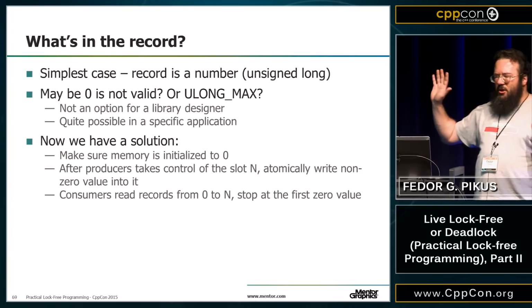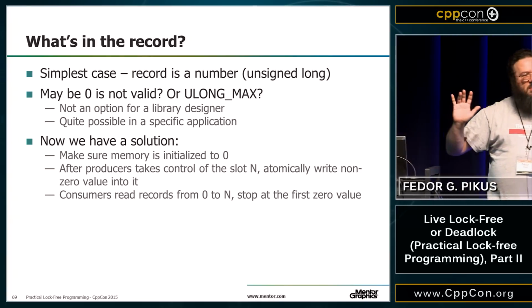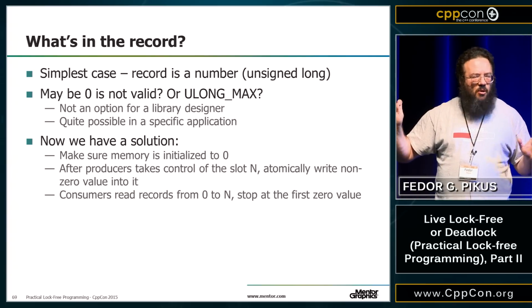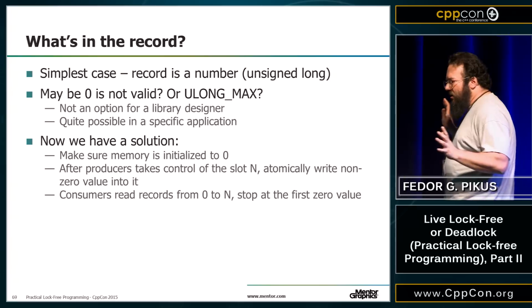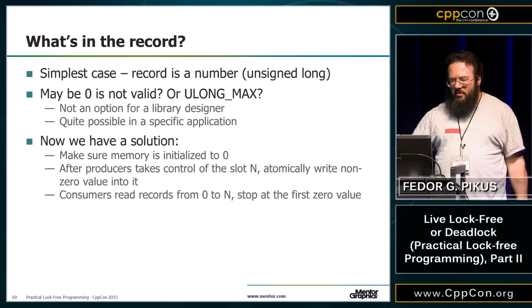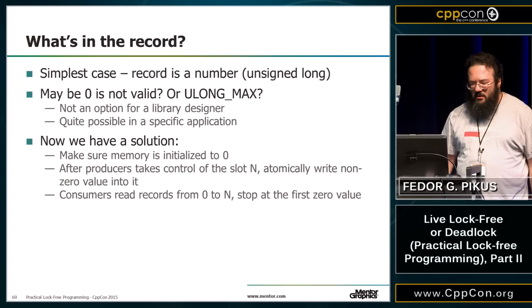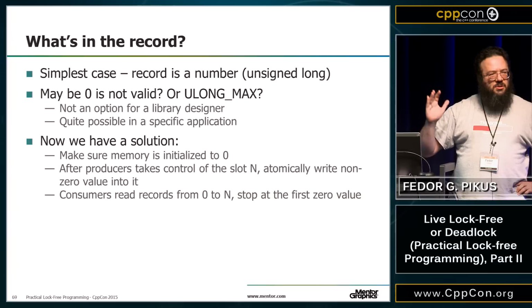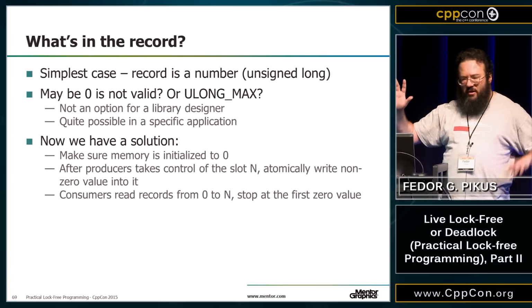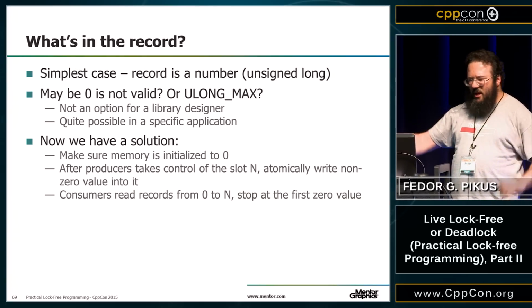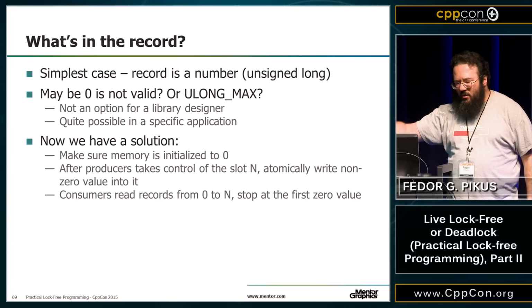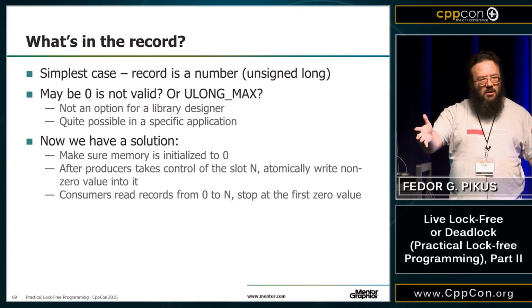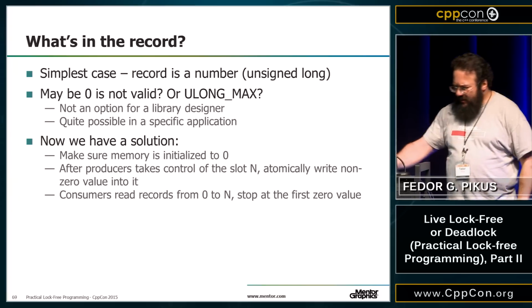Let's say our records are actually numbers. Well, maybe long max is not a valid number from the point of view of the application. Or maybe 0 is not a valid number. Okay, let's initialize all the memory to 0 or to long max. Let's say to 0. And when the producer is writing the record, which is in our case just one integer into the slot, it'll atomically write the non-zero value. The consumer now knows which records have been initialized and which haven't. If you have 0, it hasn't been initialized.